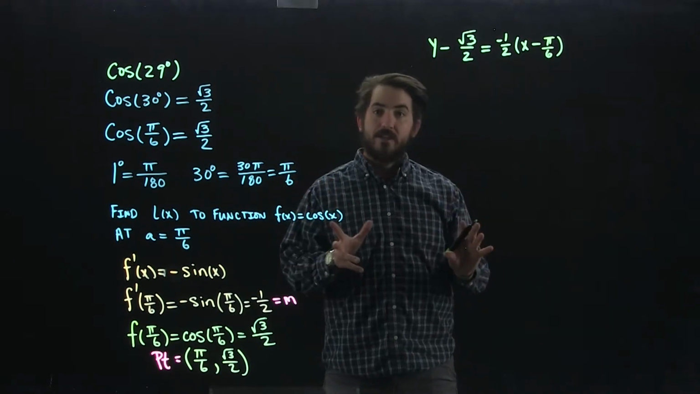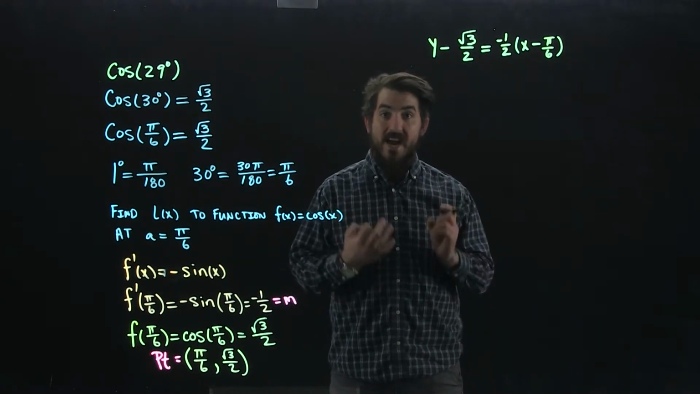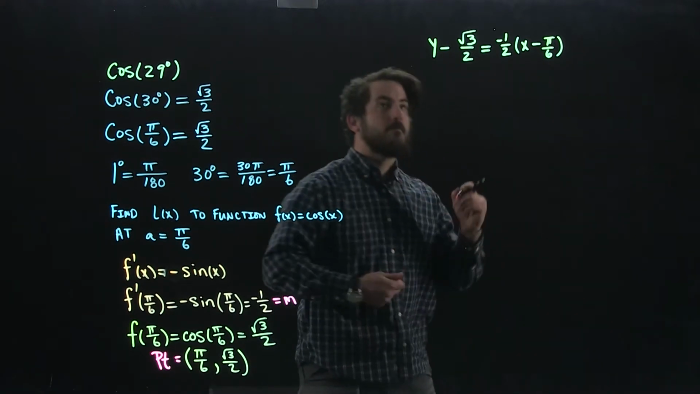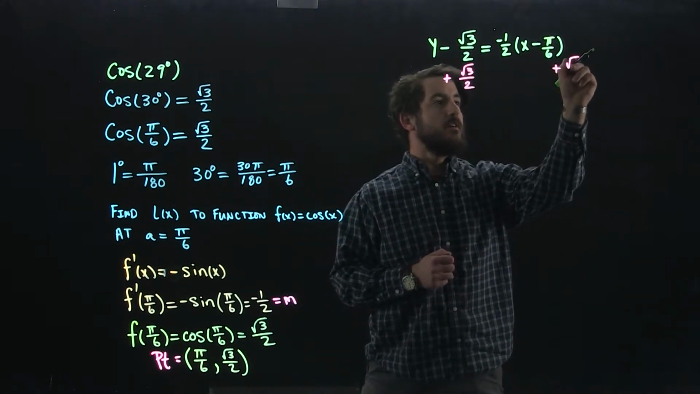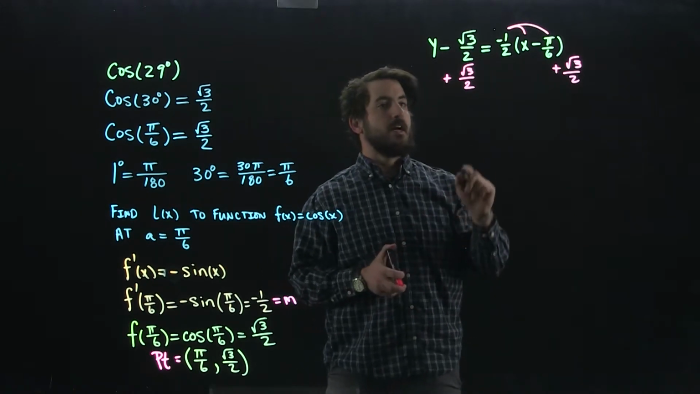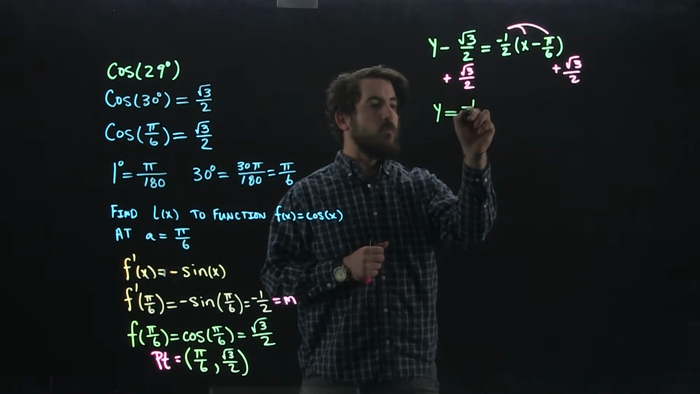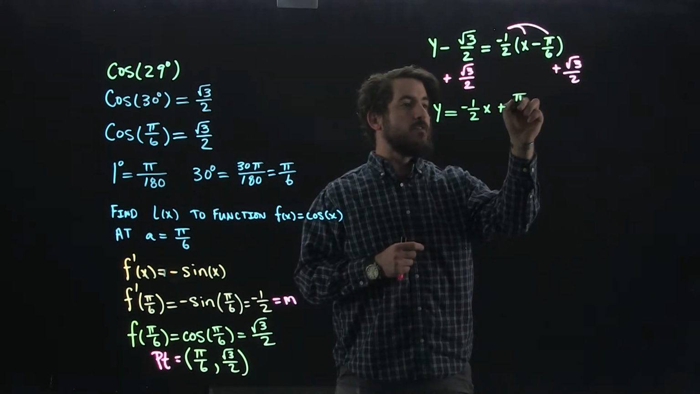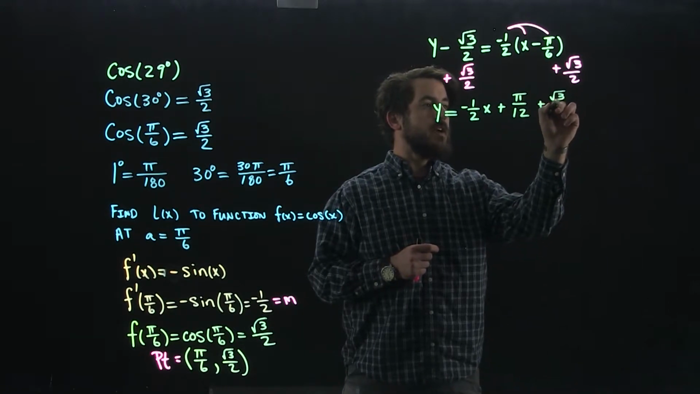Okay. Now I'm going to solve for y, and when I solve for y, that's going to be my linearization function, my L of x. So I'm going to add root 3 over 2 to both sides. And I'm going to distribute the negative 1/2 to do 2 steps in one. So I have y equals negative 1/2 x plus pi over 12 plus root 3 over 2.